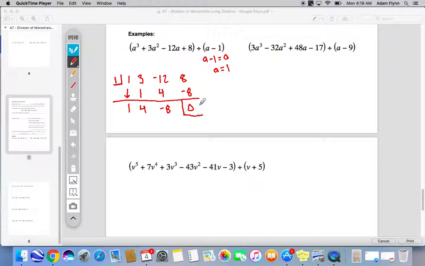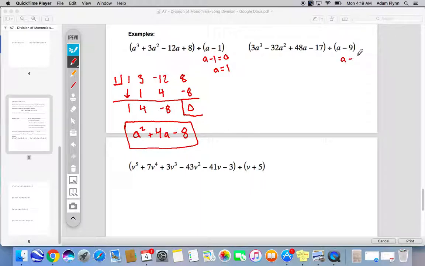Okay, so this 0 tells me that I do not have a remainder. So my final solution would be a squared plus 4a minus 8. I just took the power here and I reduced it by 1 from my original dividend. That easy. Okay, let's go to the second example.